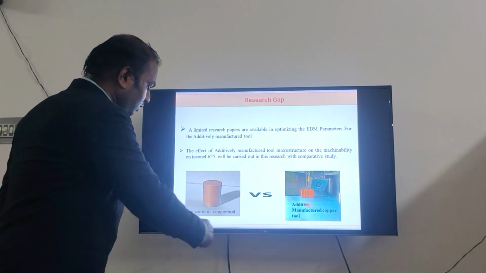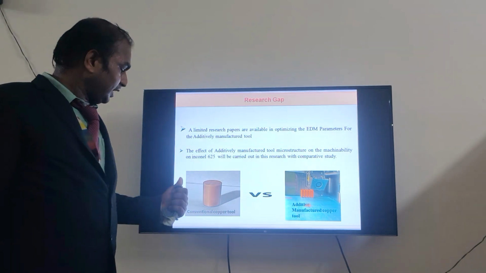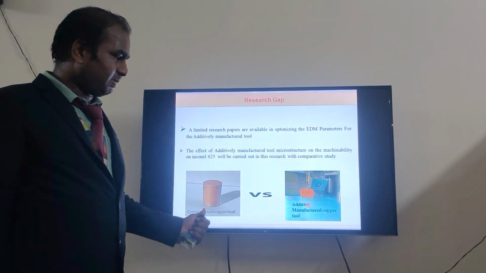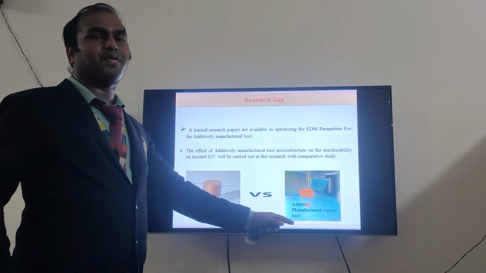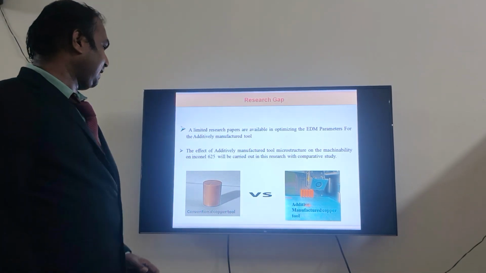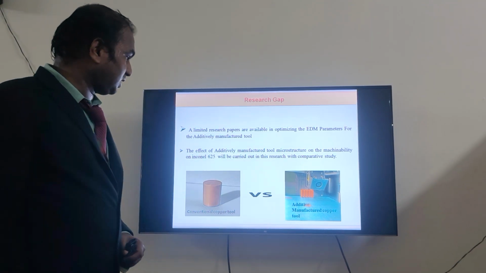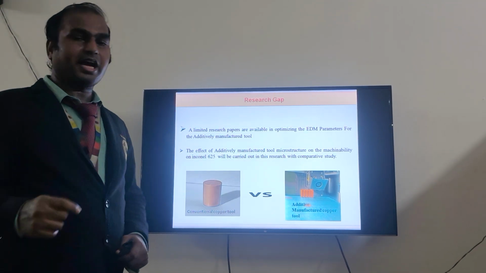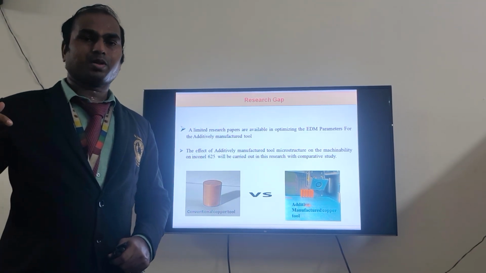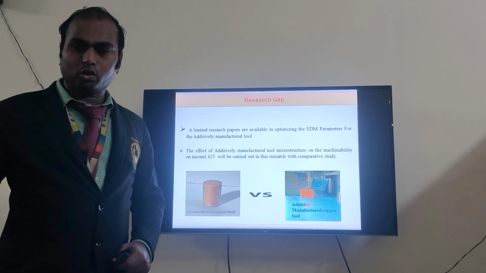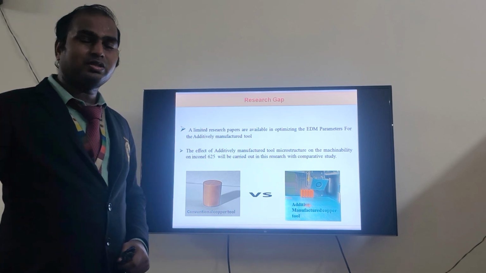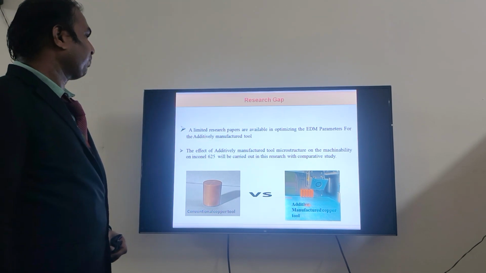On the left side, I am going to tell you how the conventional machining tool is fabricated. In additive manufacturing, the tool is fabricated layer by layer. The most effective aspect of additive manufacturing is the microstructure. Machinability on 625 will be carried out in the entire methodology, and you will see the comparative study between these two factors.